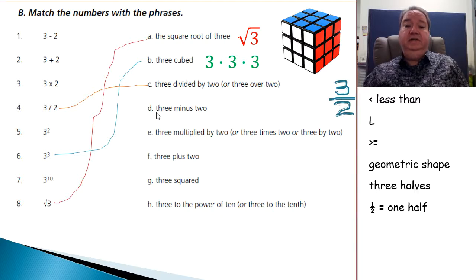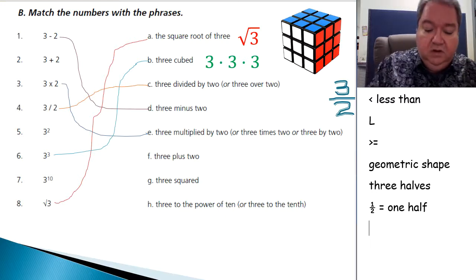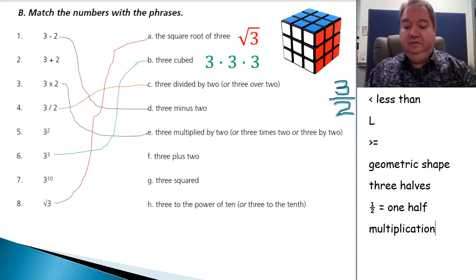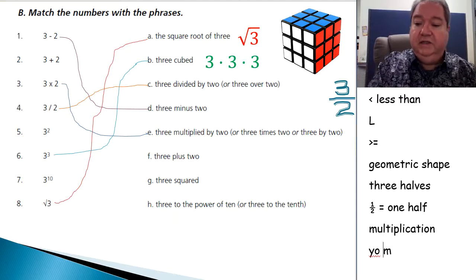3 minus 2. 3 multiplied by 2. 3 times 2. You can say 3 times 2 or 3 by 2. If you're going to use 3 times 2, you can write it like this. For times, for multiplication, or to multiply something.